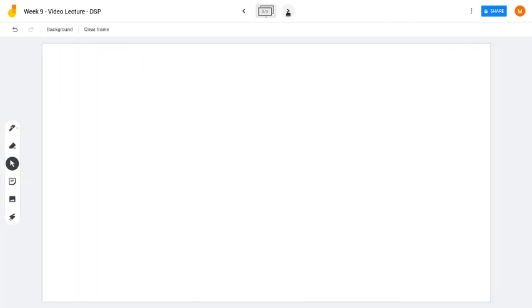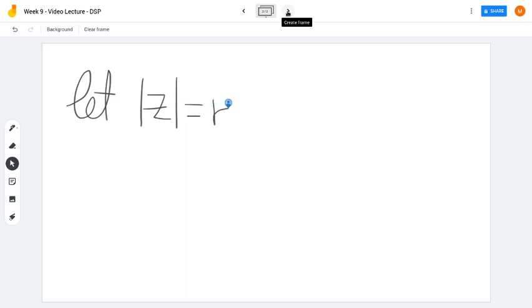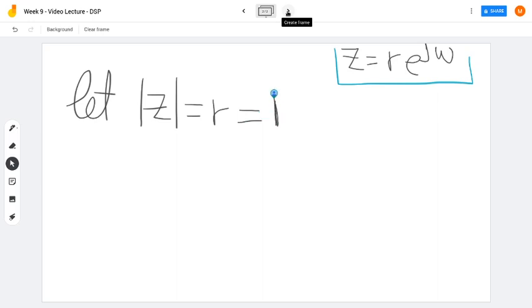And let me remind you also of the fact that z is a complex variable with a magnitude r and angle omega. So it's usually written in the form r e to the power j omega. If we set r to be equal to 1, which is basically going around the unit circle, in this case z becomes simply e to the power j omega.